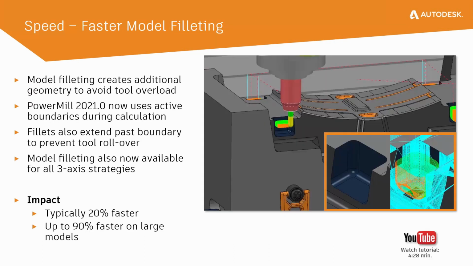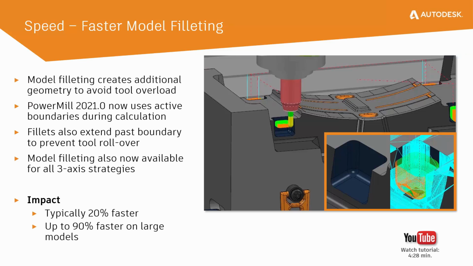Model filleting in PowerMill, that was something that we introduced a couple of years back. In fact, it was PowerMill 2020. And this is functionality that we took from the broader family of Autodesk CAM products. And what this does is it automatically adds fillets to the internal corners of your CAD models. And it does that during the calculation of toolpaths.